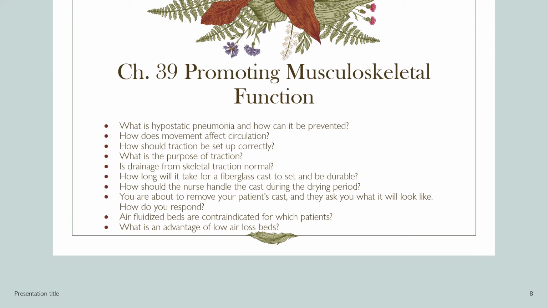Moving on to chapter 39, promoting musculoskeletal function. What is hypostatic pneumonia and how can it be prevented? We can see that on page 806. Without adequate physical activity, secretions can collect in the lower airways, leading to congestion and ultimately respiratory illness, particularly hypostatic pneumonia. This is pneumonia caused by a stasis of secretions due to inactivity, or hospital-acquired pneumonia. One of the major concerns when a patient's movement is restricted is the development of respiratory complications.